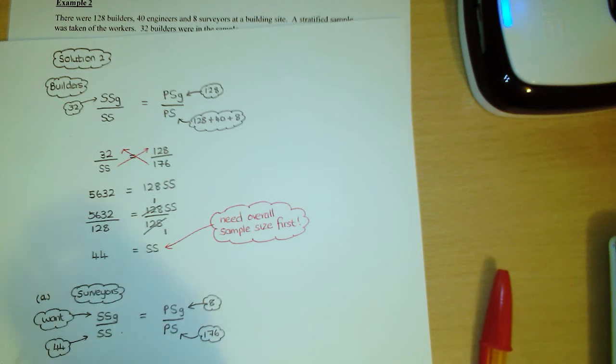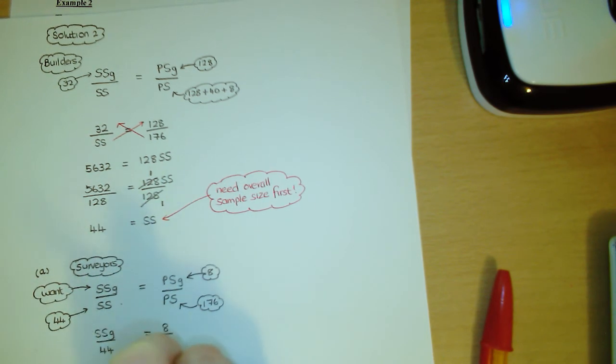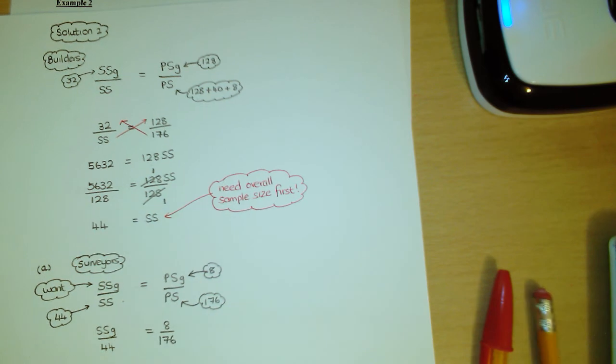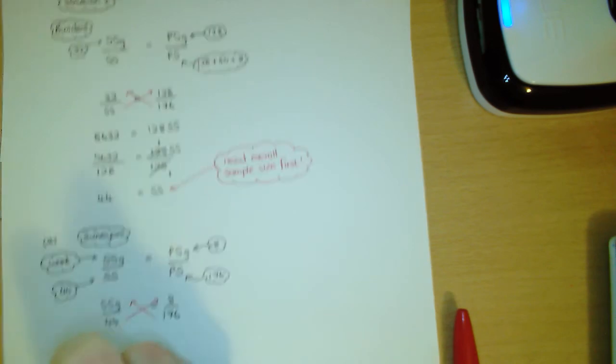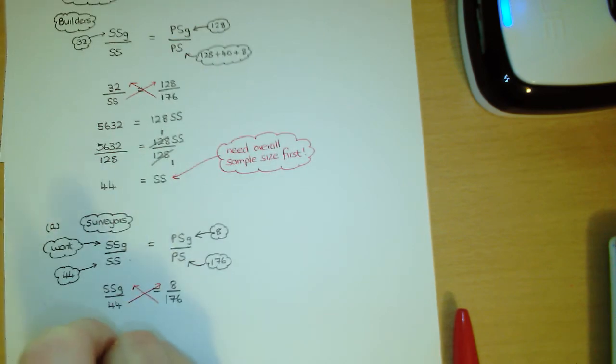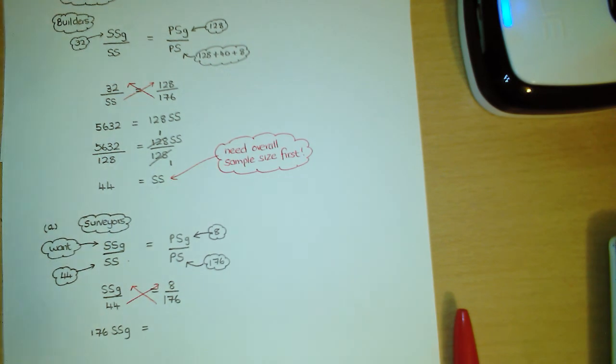So before we cross multiply, sub in the values. So we've got SSG over 44, and that's equal to 8 all over 176. So cross multiply, we're going to get 176 SSG, and that's going to equal 44 multiplied by 8. And that's going to give us 352.